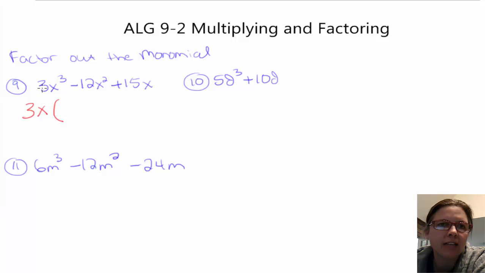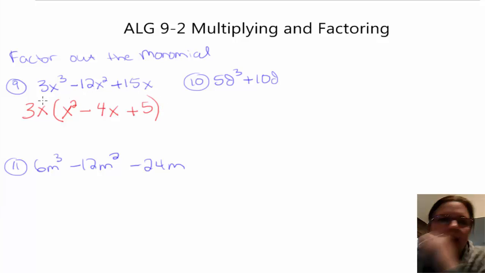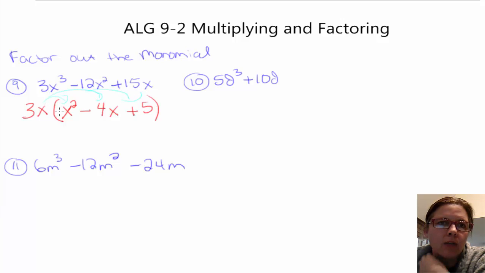Okay, so if I divide 3x cubed by 3x, I'm left with x squared. If I divide 12x squared by 3x, I'm left with 4x, and then 15, I'm left with 5. Okay, so if you were to go back and do the distributive property, it should be the opposite, and you should be able to go back and get what you just got. So 3x times x squared gives me the 3x cubed. 3x times negative 4x gives me the negative 12x squared. You should be able to work backwards, so we're just kind of doing the opposite there.